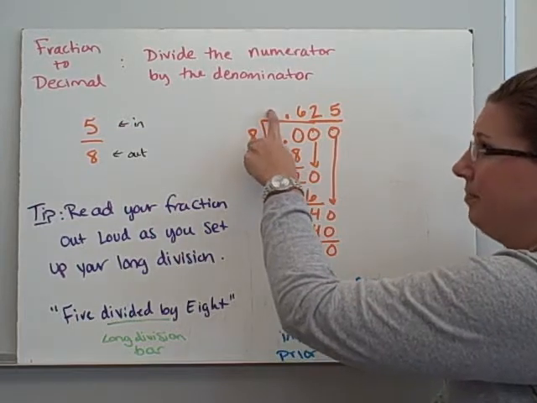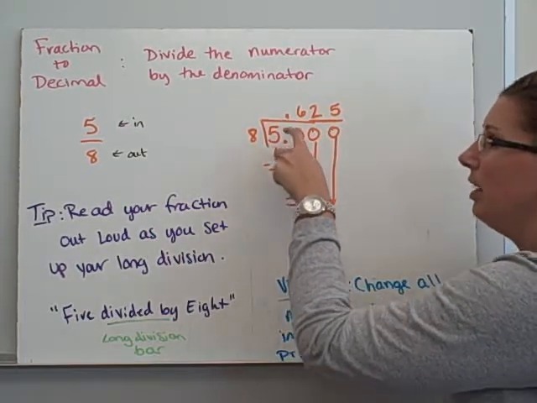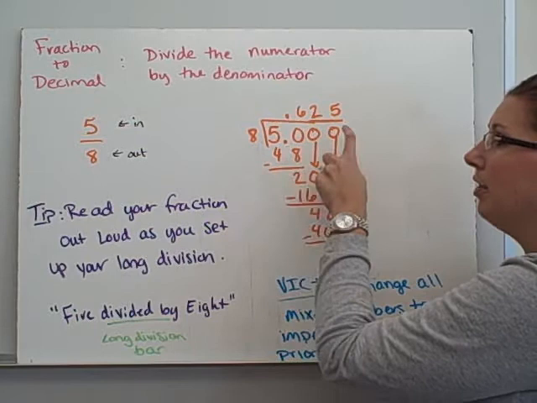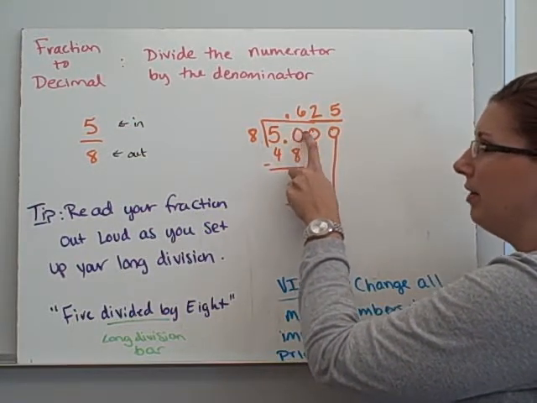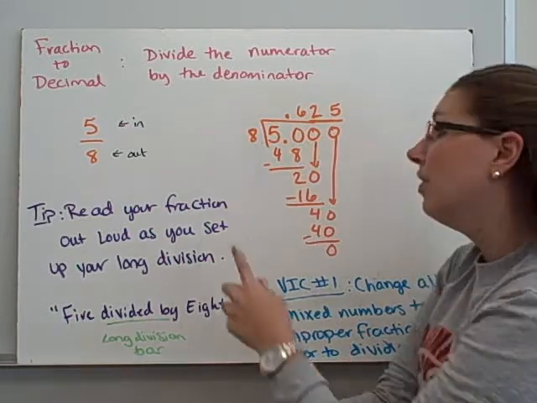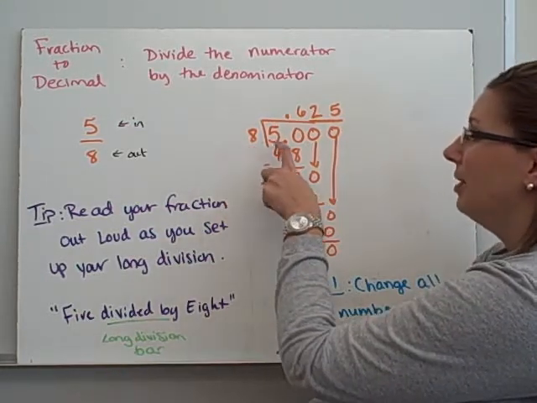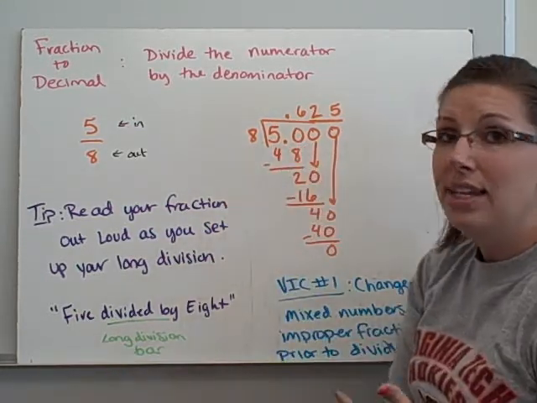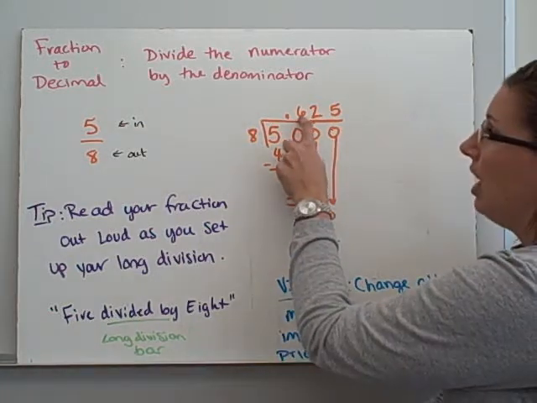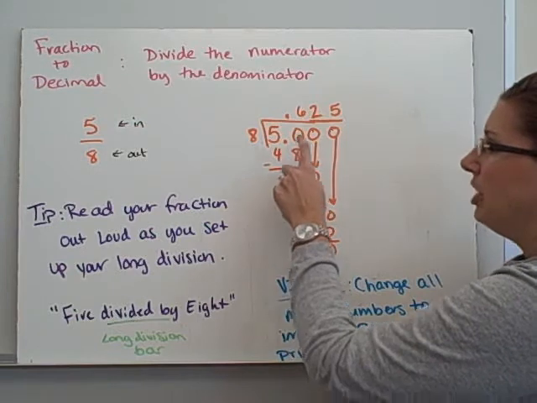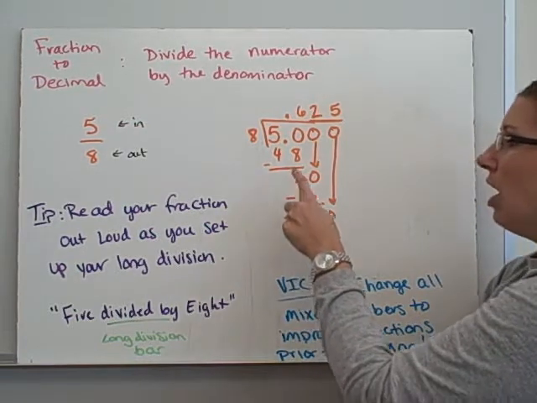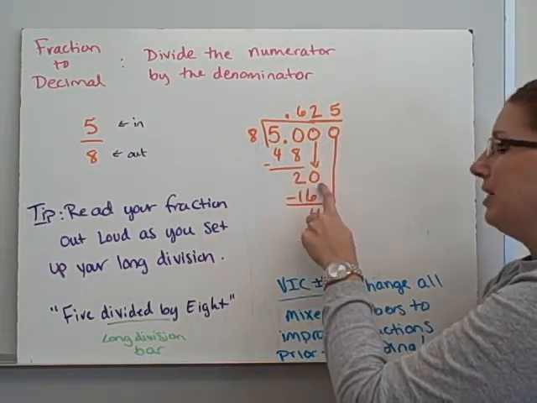No, it doesn't. So I had to add a decimal, and anytime you have a decimal underneath the long division bar, you bring it up. And then I added a 0. And then I asked myself, does 8 go into 50? Yes, it does. It goes into 50 6 times. 6 times 8 is 48. I use subtraction, and I'm left with 2. So I add another 0, and I bring it straight down.